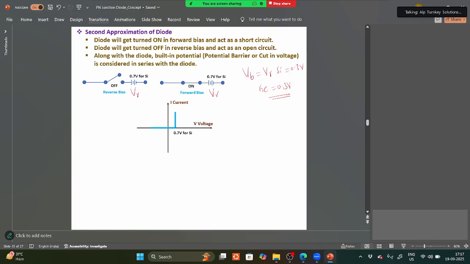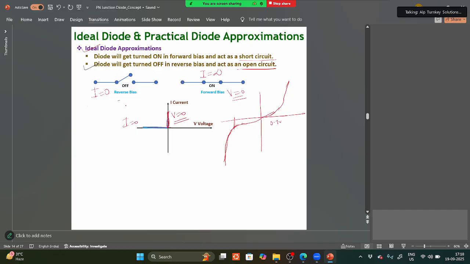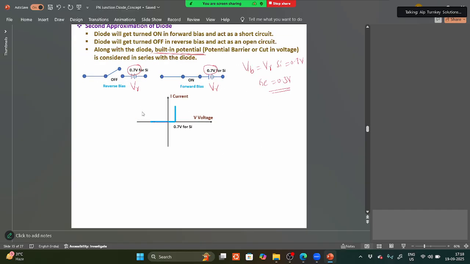Okay, so we are adding 0.7 volts for silicon. Along with the diode, that is the built-in voltage, the built-in potential, which we add in series with the diode. So in reverse bias it is the same as the ideal characteristics. In forward bias, the characteristic will be shifted towards 0.7 volts. Okay, so this is the characteristic for the second approximation.